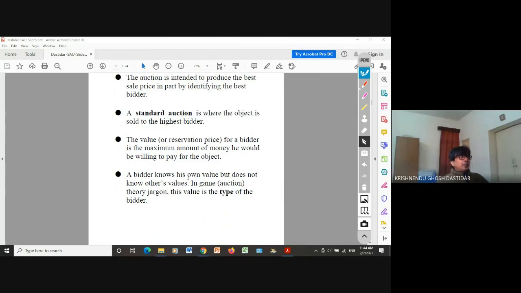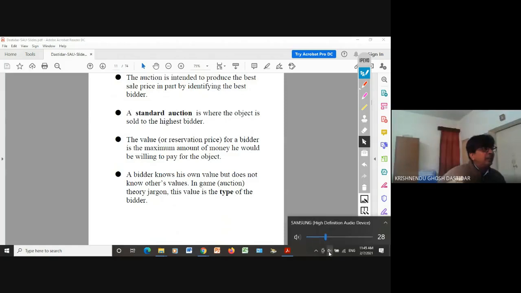Now, a bidder knows his own value but does not know others' values. So in game theory jargon, the value is the type of the bidder. Auctions are really modeled as games of incomplete information, and the relevant equilibrium concept that is applied is that. In order to do auction theory, you must be familiar with basic game theory, especially analysis of games of incomplete information.